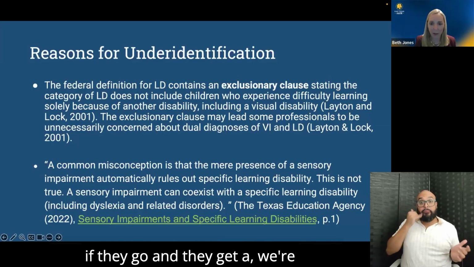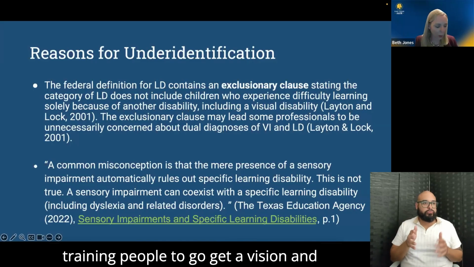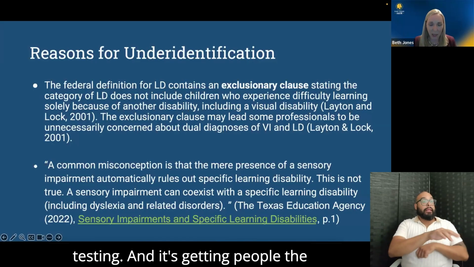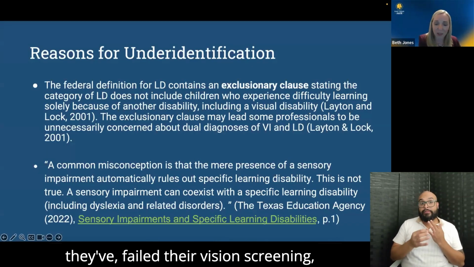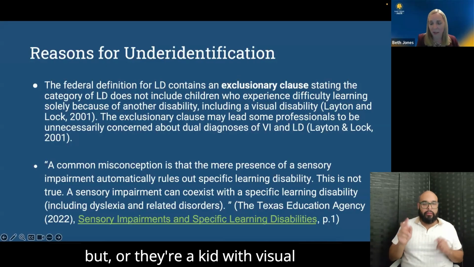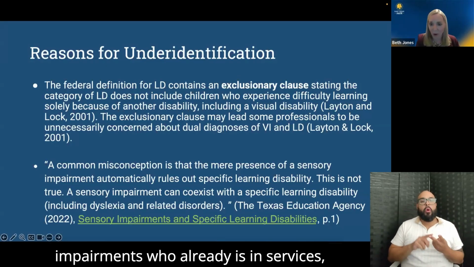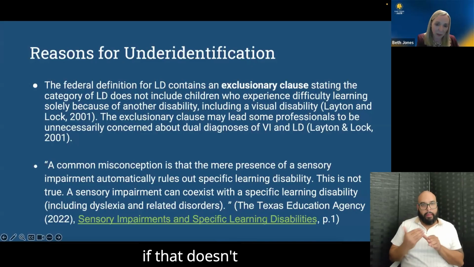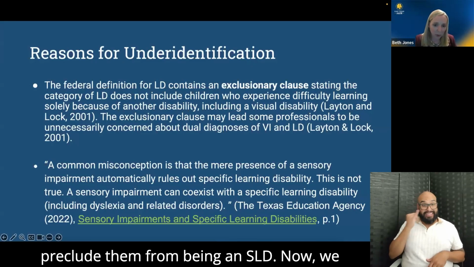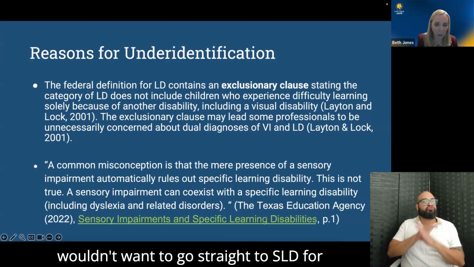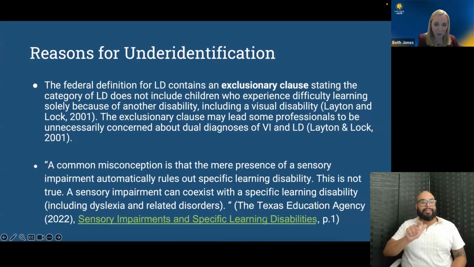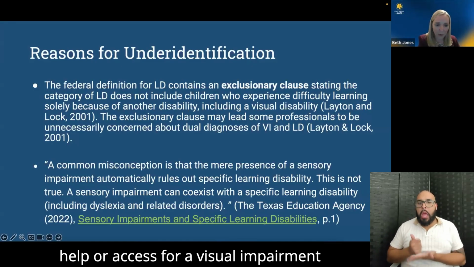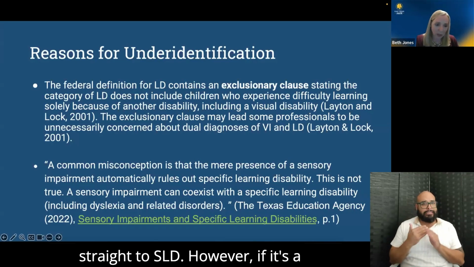We're training people to go get a vision and hearing screener before you do any testing, and it's getting people the freedom to understand that even if they've failed their vision screening, or they're a kiddo with visual impairments who already is in services, that doesn't preclude them from being an SLD. Now, we wouldn't want to go straight to SLD for someone who failed their vision screening and has had no help or access for a visual impairment that needed one. You wouldn't want to go straight to SLD.